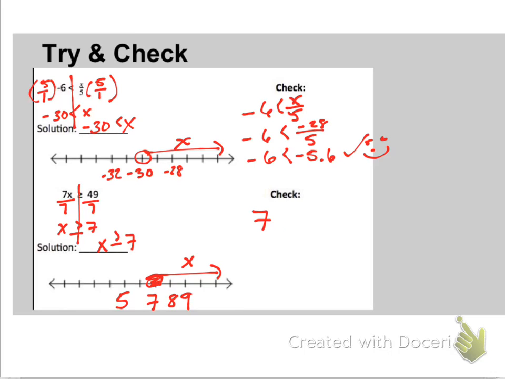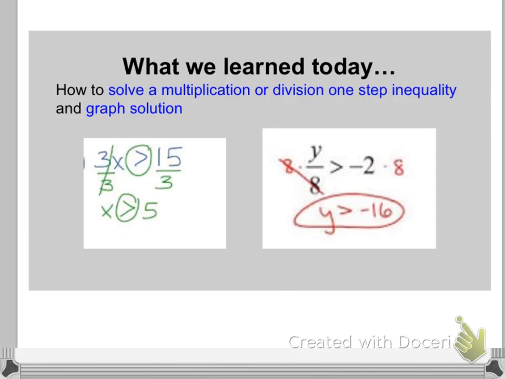Check. 7x is greater than or equal to 49. We can pick 9. That has been graphed. 7 times 9 is greater than or equal to 49. 7 times 9 is 63, which is greater than or equal to 49. Our solution checks. For the check, as long as it's a value that's been graphed, the check will work.